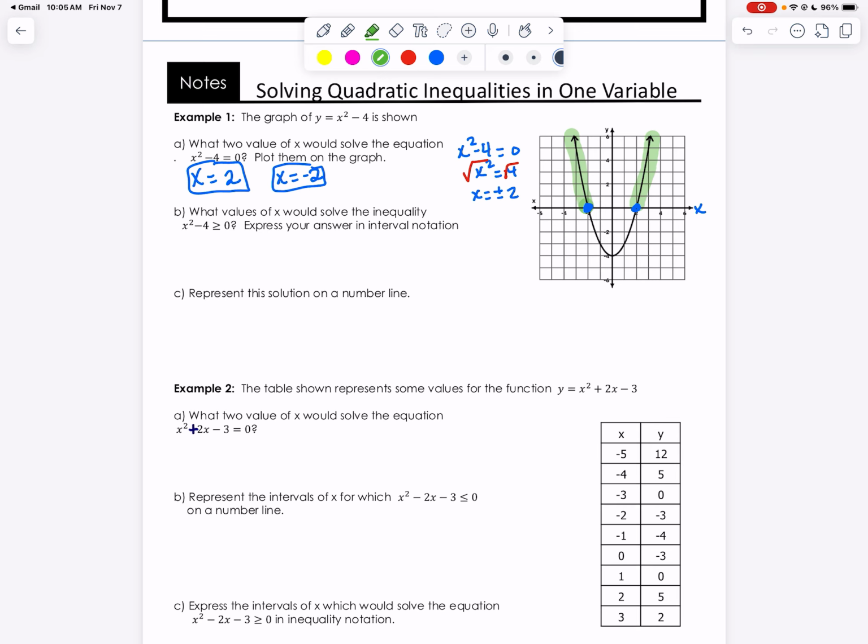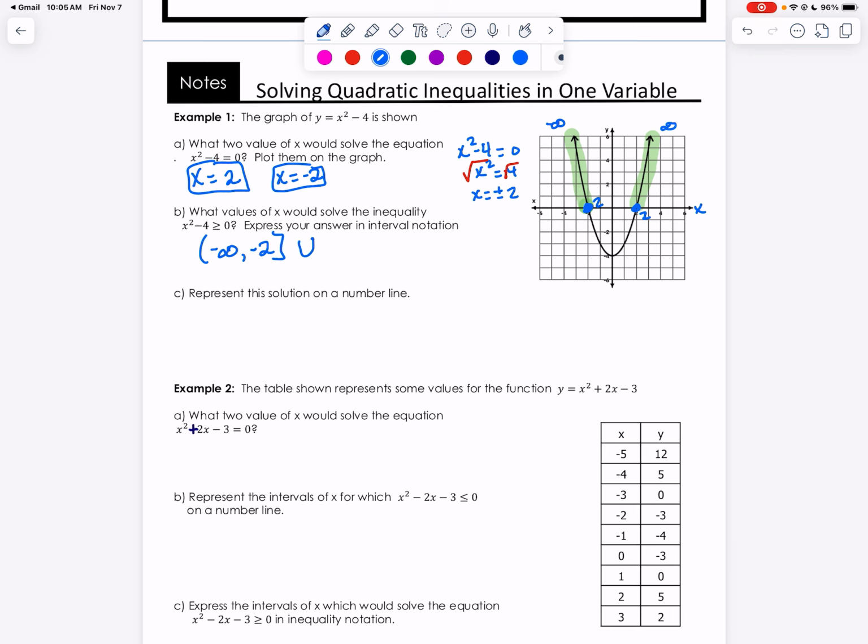Now they want us to express the intervals of x that would make this inequality true. So on the left side, this branch goes off to negative infinity down to negative 2. This branch starts at positive 2 and goes to positive infinity. So I'm going to express that in interval notation by saying parenthesis, negative infinity, comma, negative 2, and I will use a bracket since we used a filled-in circle.